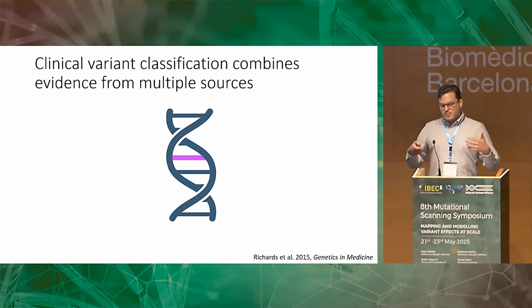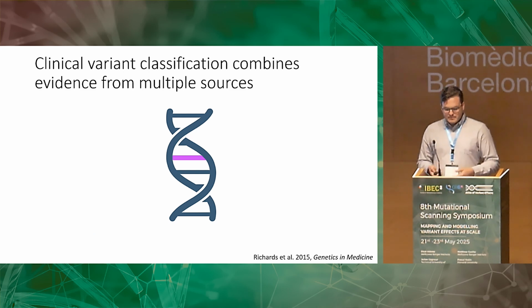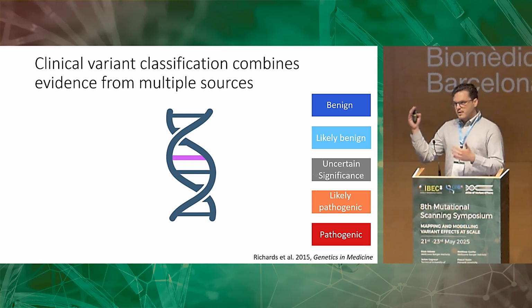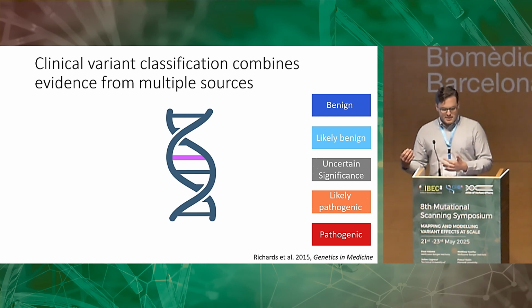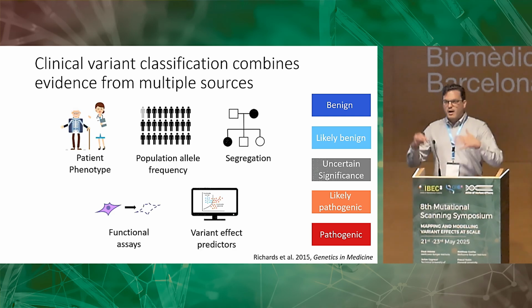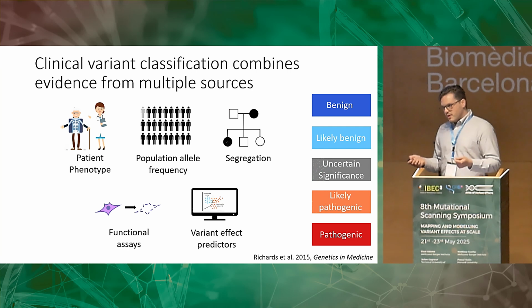So when we are presented with a new variant, what we do is this process called clinical variant classification, and we try to bin these variants into one of 5 bins from benign down to pathogenic disease-causing. And what we do is we collect data from all possible sources of evidence, and then from that collection of evidence, make an interpretation.